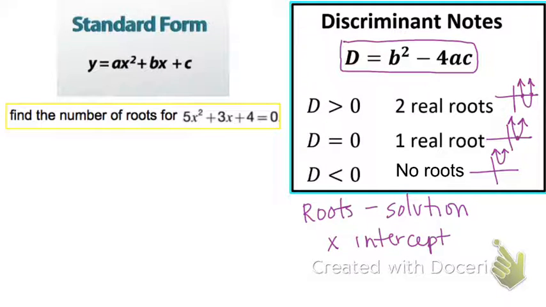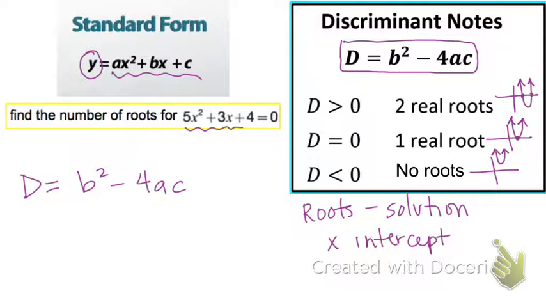So in order to use the discriminant, we need to know what b is, what a is, and what c is. So when your quadratic equation is written in standard form, you want all of your numbers on one side, and you want it either set equal to y or set equal to 0. So this equation is set up like that. It's set equal to 0.